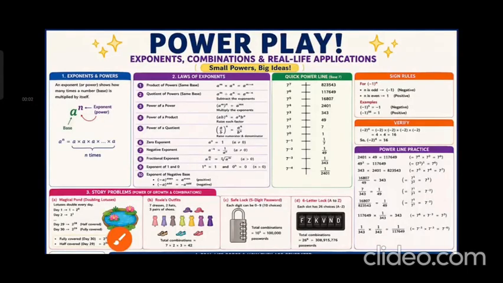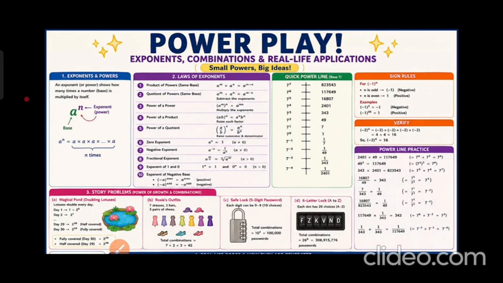Good morning, children. Today we do chapter 2, Power Play, in which we learn about exponents and very interesting facts related to exponents in our daily life.